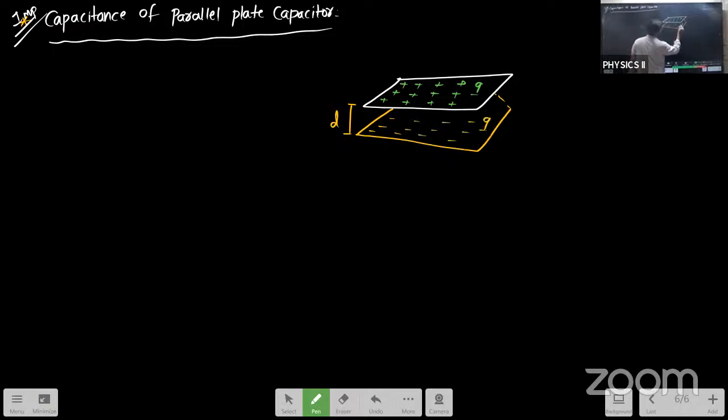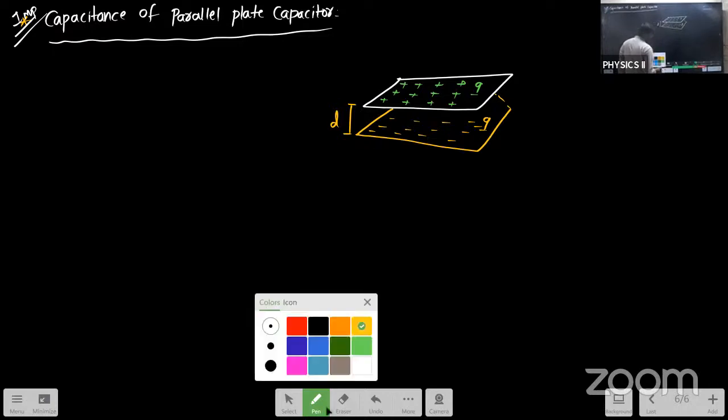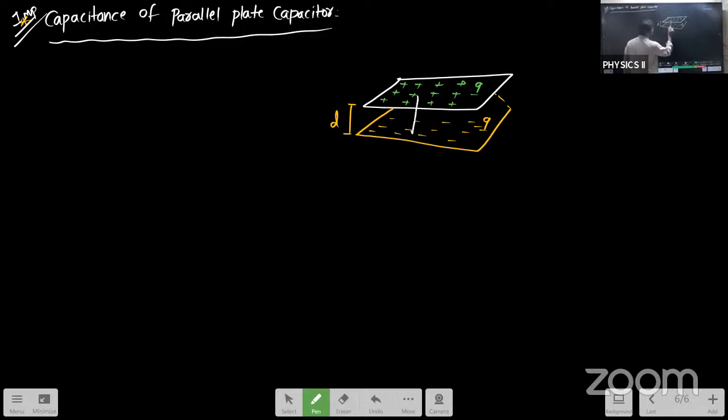Here we are having which type of charge? Negative charge. Both of them are separated by a small distance D. Now we know that whenever there are positive and negative charges, an electric field will flow from which region to which region? Positive region to negative region. This is the direction of electric field. Here the electric field is flowing from positive to negative region.